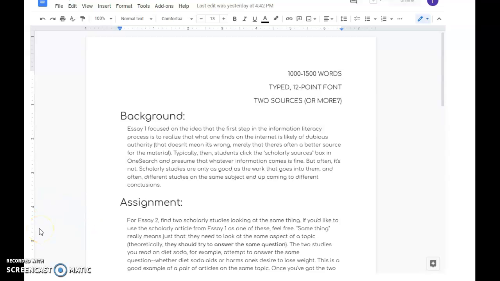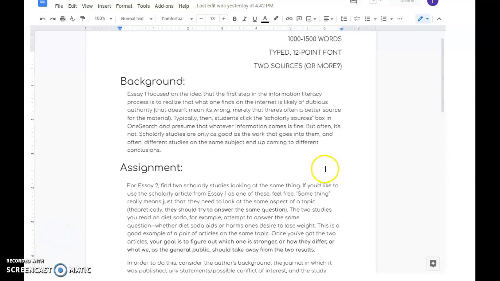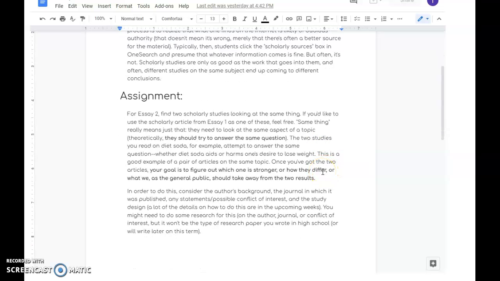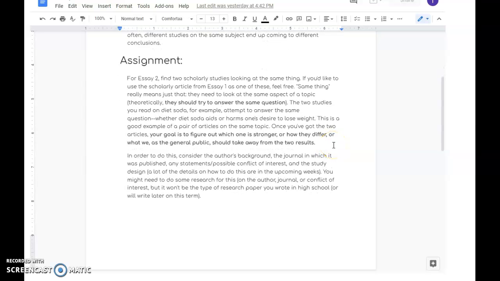Scholarly studies are only as good as the work that goes into them. And often different studies on the same subject end up coming to different conclusions. That's one of the reasons we get articles each week that contradict each other, right? So for Essay 2, I want you to find 2 scholarly studies that look at the same thing. If you want to use your scholarly study from Essay 1, that's perfectly fine. However, same thing really means just that. They need to look at the same aspect of a topic. In theory, they need to try to answer the same question.